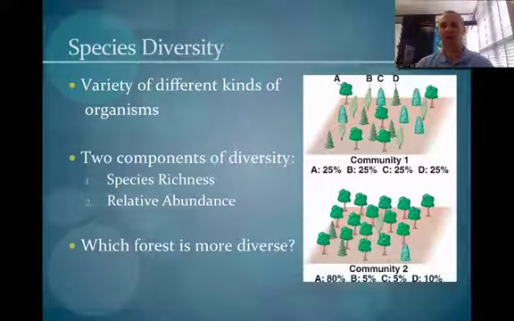So if you look over here, I have two communities. Community 1 has 4 different kinds of plants, A, B, C, and D. And community 2 has 4 different kinds of plants, A, B, C, and D. So their species richness is about the same. But if you look at the abundance, community 1 has 25, 25, 25, 25%. Community 2 has 80% A, 5% B, 5% C, and 10% D.